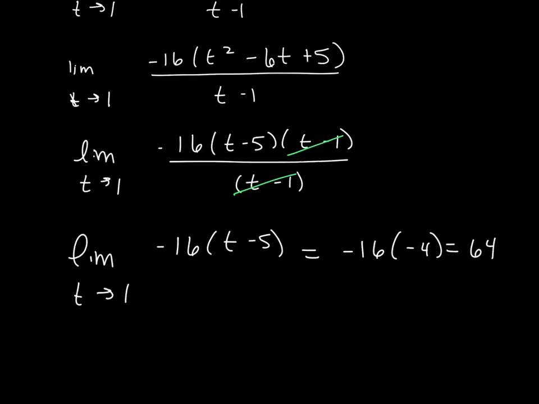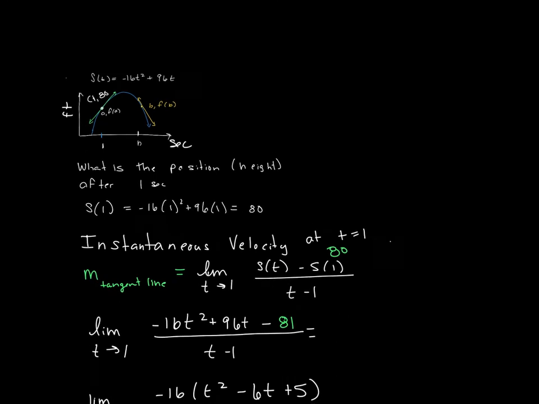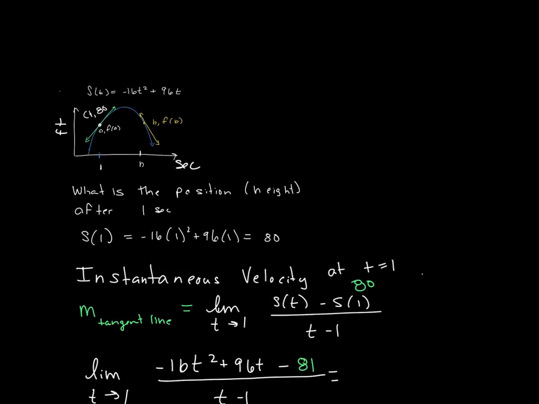In this case, the slope of that tangent line that we had drawn before is equal to 64 feet per second. So if I go way back up to the beginning, the slope of this line, the instantaneous piece, is 64 feet per second.